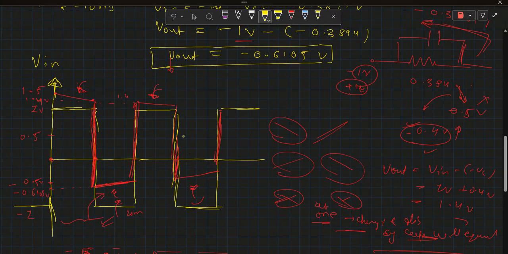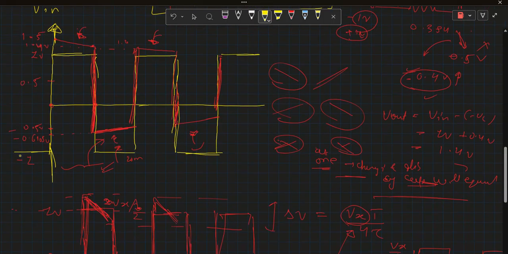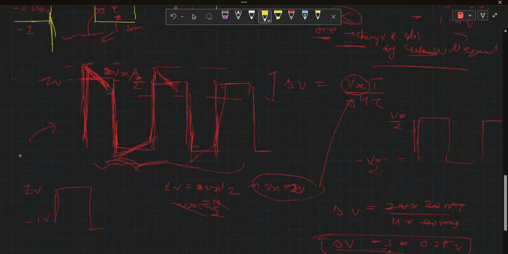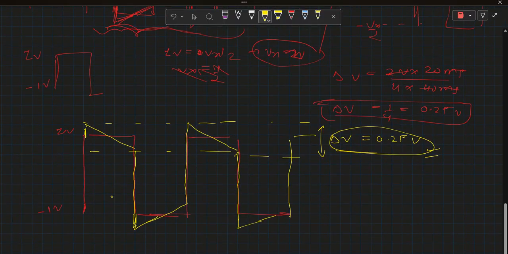This is the initial stage of the circuit where the transients are occurring, but as time passes, the circuit will reach the steady state, and the output waveform, this yellow one, is the output waveform of the circuit. This is the steady state of the circuit, with the ripple of 0.25.